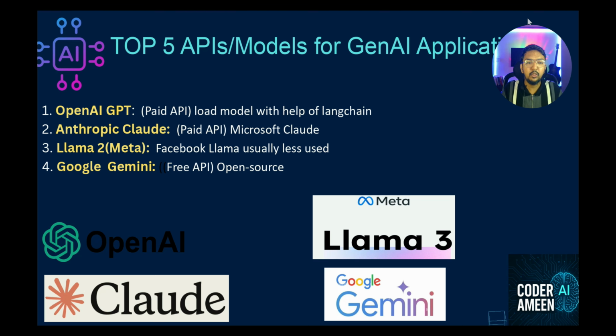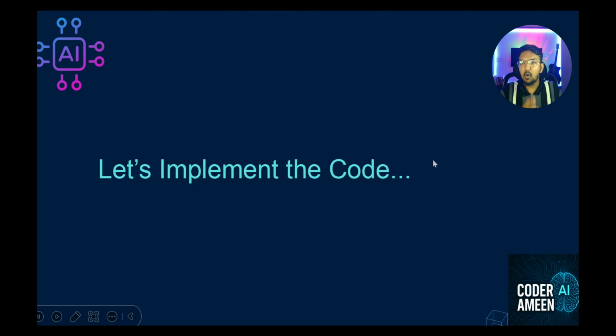Next, we have Anthropic Cloud. This is provided by Microsoft. This is also a paid version where it provides a pre-trained model. Next, we have Facebook or Meta Llama. This is basically used to a certain extent. Next we have Google Gemini, which is free and open source. Anybody can use it, and we can create exciting Gen AI applications. In this complete playlist, let's do practical implementations of all these models, how they basically work and how we can create our Gen AI applications.